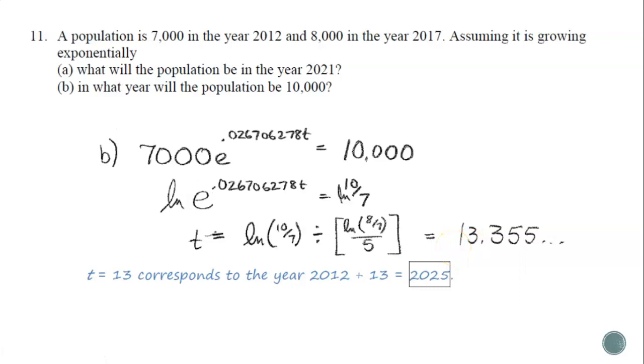So t is approximately 13. And so we have to make sure we give the year. In what year? Well, when t is 13, that means 13 years after the starting point of 2012. And that gives us a year of 2025.